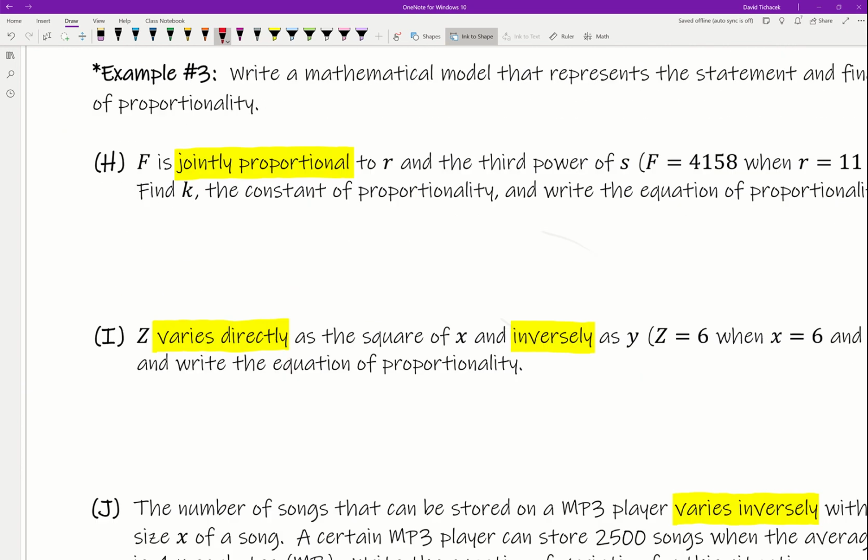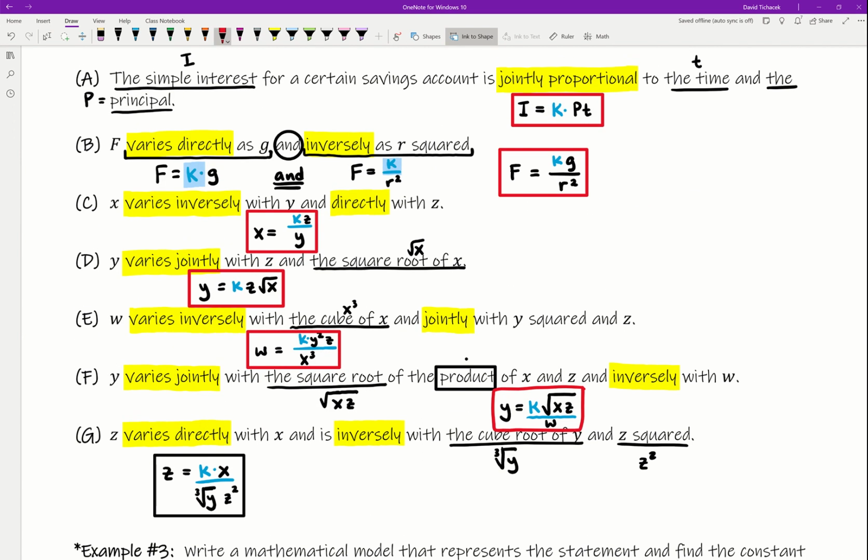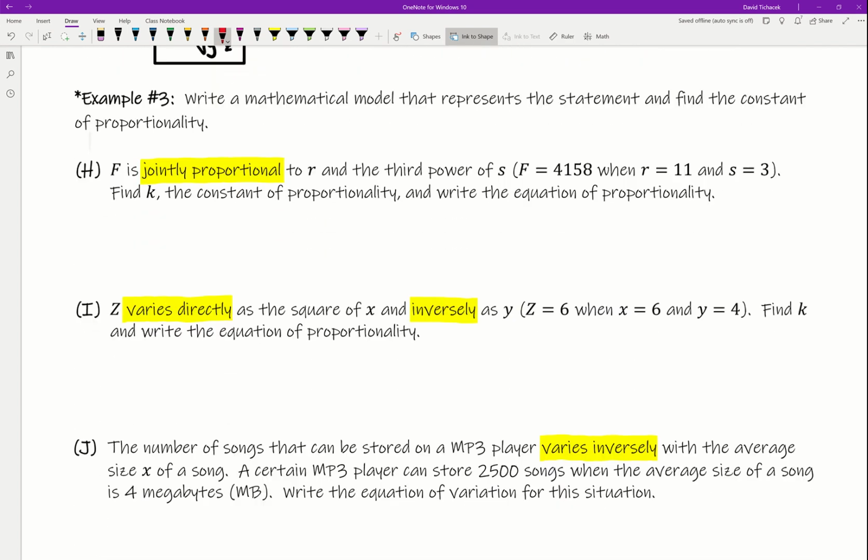Okay, not too shabby. So whenever we read through the language of the problem, we very closely have to pay attention to whether they say directly, inversely, or jointly, and then we have to pay very close attention to various different things that we can write with symbols, like square and cube roots and exponents of 2, exponents of 3. Also paying attention to like part F, where they say the product of 2 things. Again, make sure to read those very carefully so that you can translate them correctly, which is very important, okay?